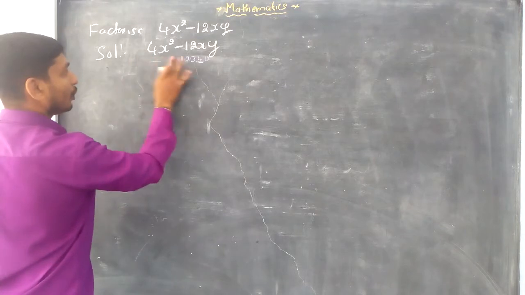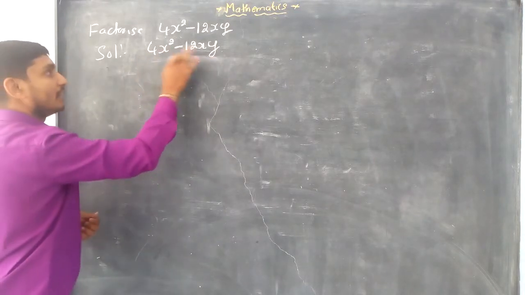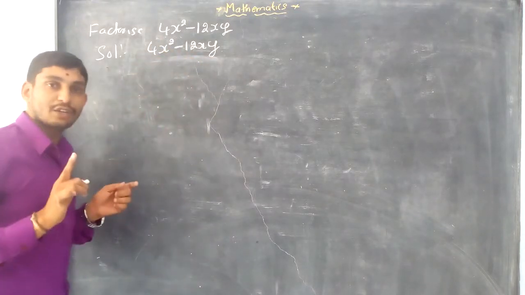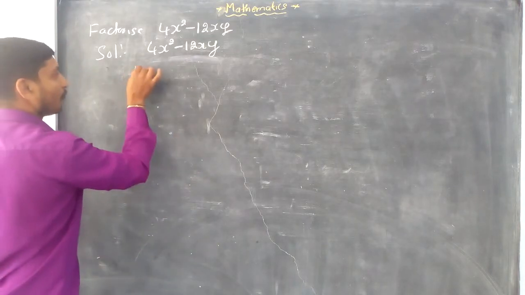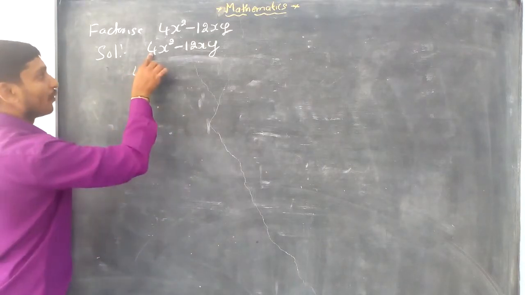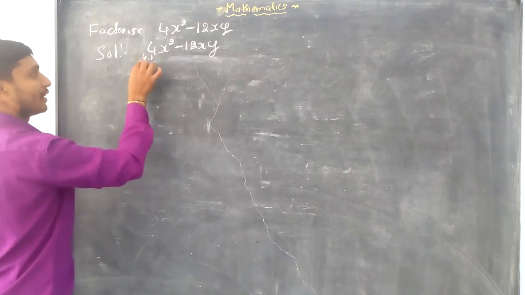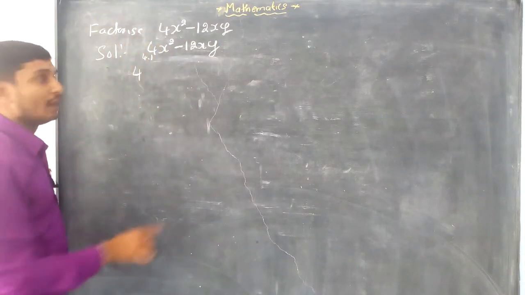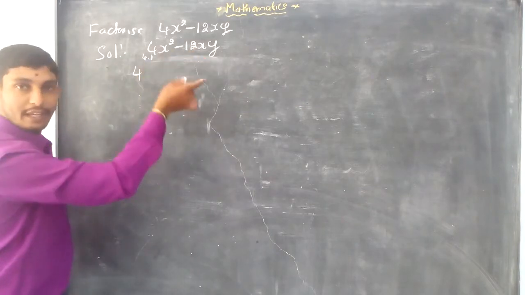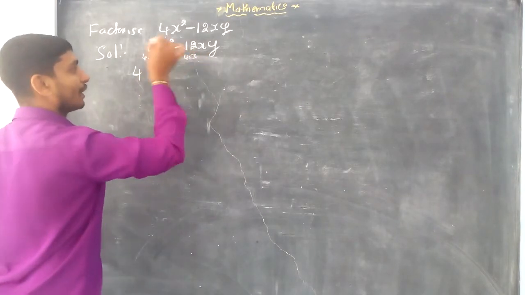So you have to take 4 common in these two. In 4 and 12, what do you have to take common? You have to take 4 common. So 4 can be written as 4 into what? 4 ones are 4, so it can be written like that. And 12 can be written as 4 into what? 4 3s are 12, so it can be written like that.